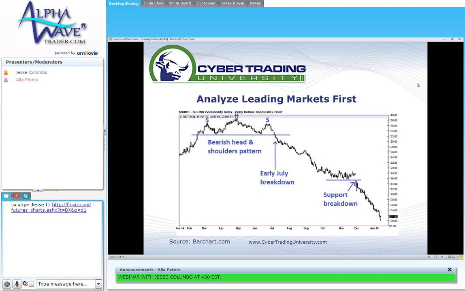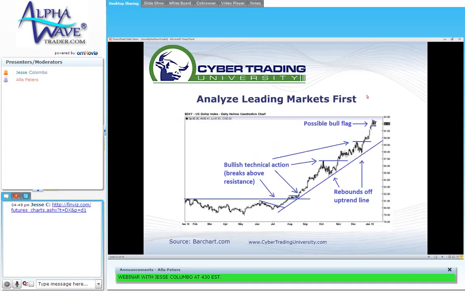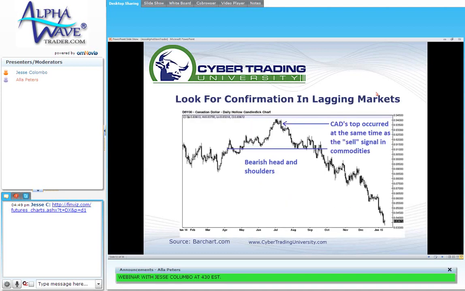So I showed you analyzing leading markets first. I'm showing you just these examples for now as far as the U.S. dollar index and commodities. I'm sure there are many others, but the typical starting point I look for is the dollar, just because that's one of the most important driving markets for the global financial markets, since the dollar itself is the world's reserve currency. And there's that inverse relationship between commodities and the US dollar, and there is no such relationship with other currencies because they're not the world's reserve currency.